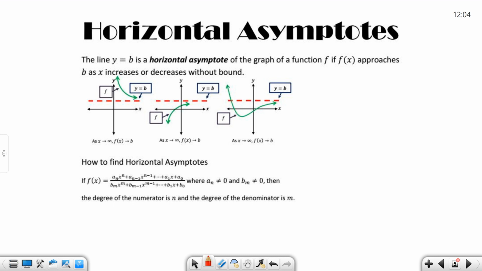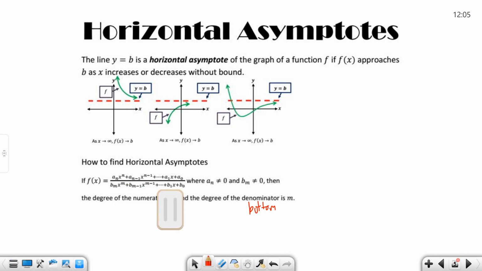Where a sub n and b sub m are not zero, otherwise you'd be defeating your purpose. If your leading coefficient was 0, you wouldn't have that there. So if that's the case, then the degree of the numerator, the top, and if you remember, degree is the highest power, is n. And the degree of the denominator, the bottom, is m. We don't use those words in math, but that's what they are, top and bottom. The biggest power in the bottom, the denominator, is m.